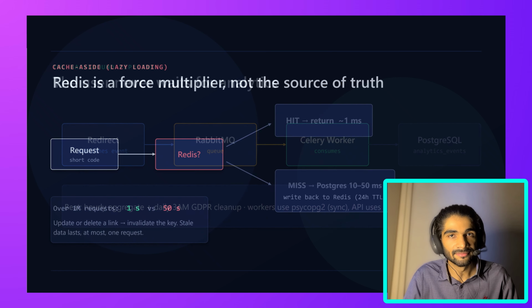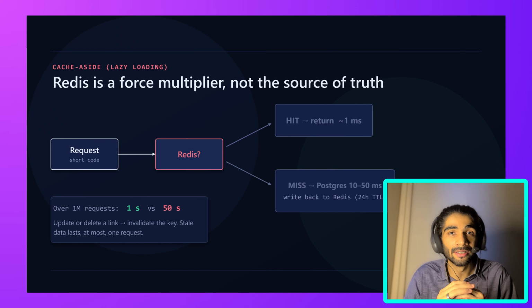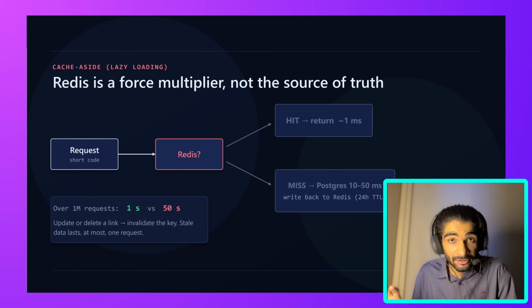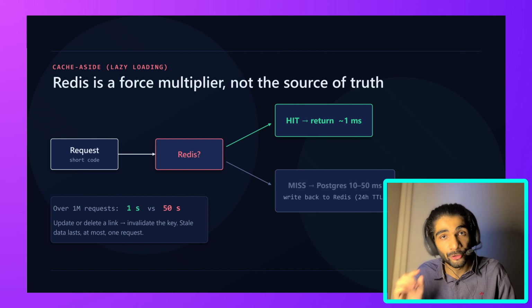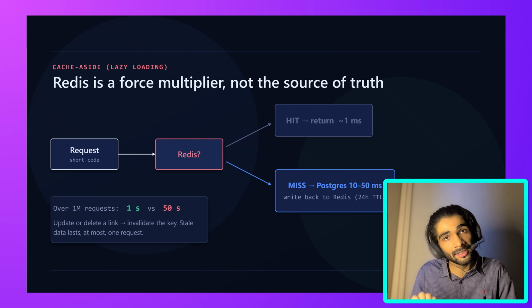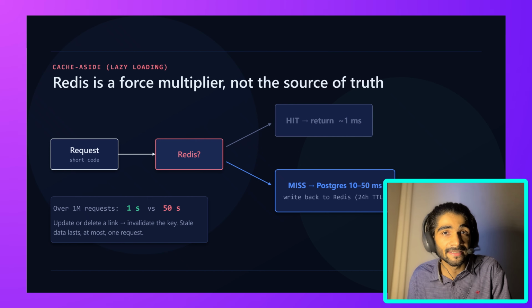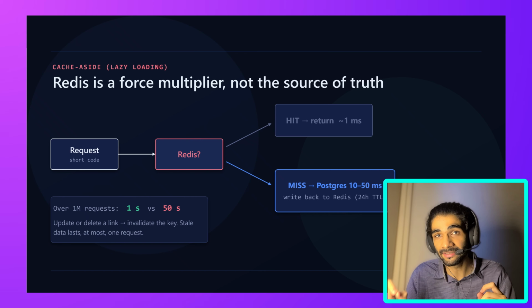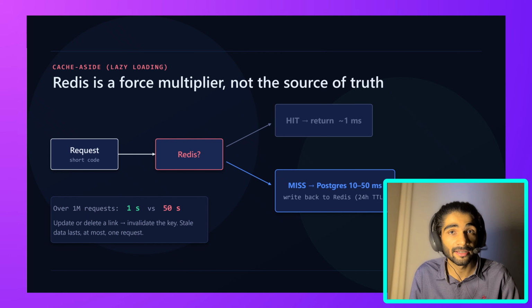Now the caching strategy. I have used cache-aside, or lazy loading, and here's how it works. Request comes in for a shortcode. You check in Redis. If it's there, great, return it. If not, query the database, write back into Redis with a 24-hour TTL, and then return it. So the next request gets the cache hit. Cache hit: 1 millisecond. Cache miss: 10 to 50 milliseconds. Over a million requests, that's a difference of 1 second versus 50 seconds of work.